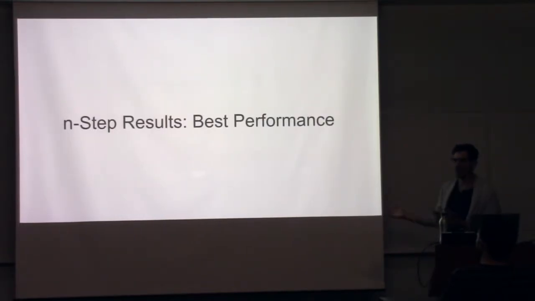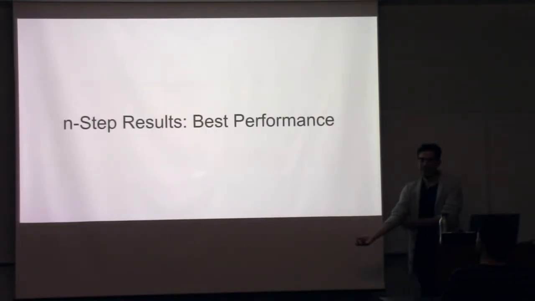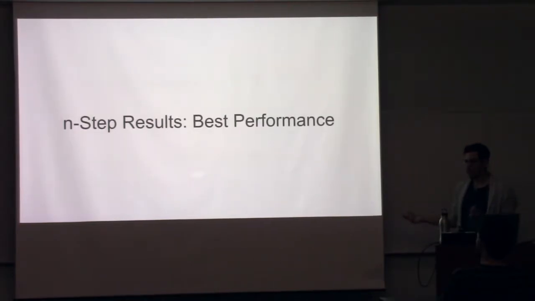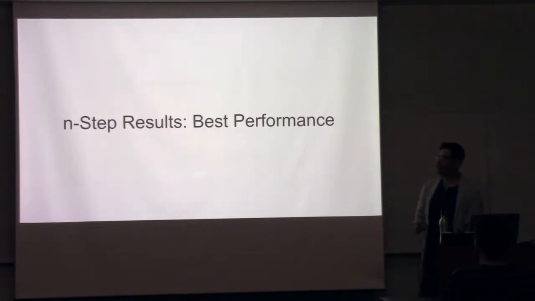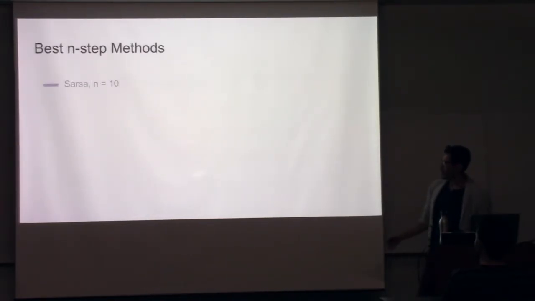OK, so since I already have all this data, we might as well compare how all these different algorithms perform. I'm going to judge best performance in terms of the average return at the very end of training. So that means at the end of training, we take the average over the 500 episodes and the average over 150 runs, and then whichever has the highest number is going to determine to have the best performance. So for each of these algorithms, we just took whichever n performed the best.